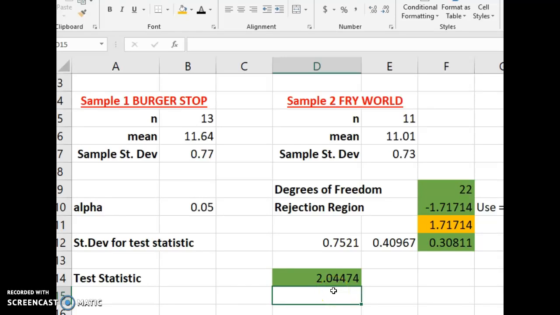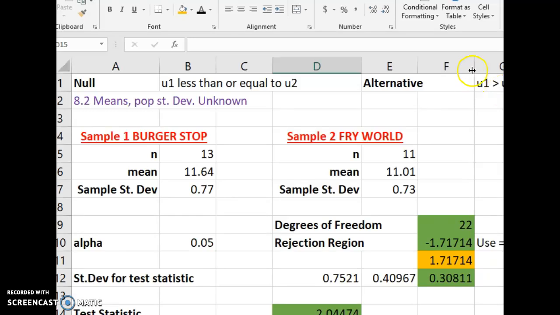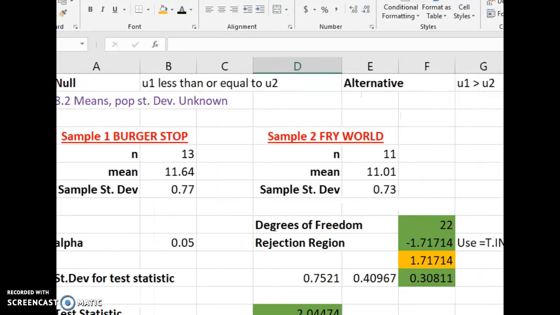And if that's further away from 0 than our critical value, we're going to reject our null hypothesis. And 2.04 is further away than 1.71. It's more into the tail. And so because of that, we're going to reject the null and accept the alternative, which was the claim that Burger Stop customers spend more than Fry World.